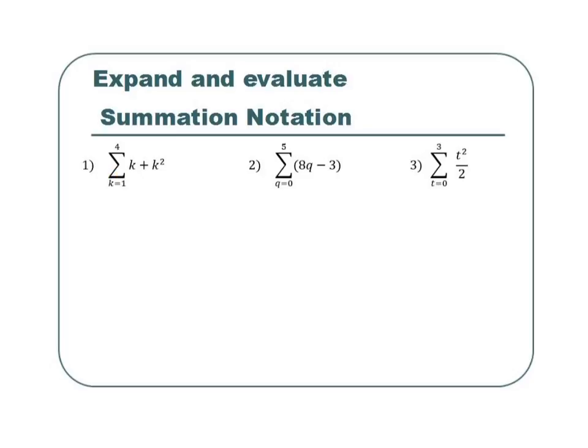So let's try this one. I'm going to start off and I'm going to let k equal 1. So if I plug 1 in here, I'm going to have 1 plus 1 squared. Well, that's just 2. So I'm going to have a 2. Plus, and now we increment and we go up another 1. So now it's going to be a 2.